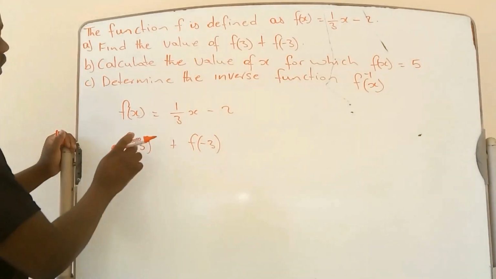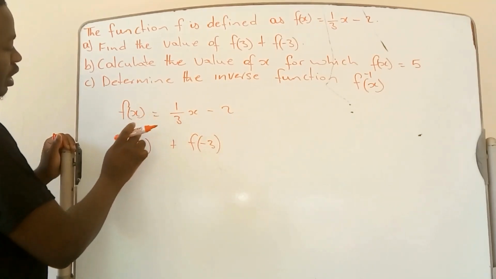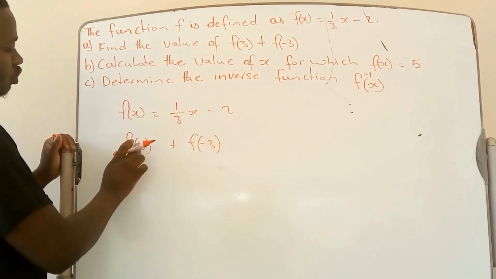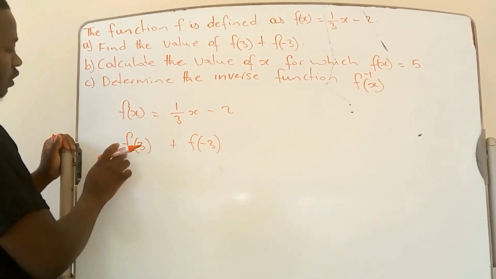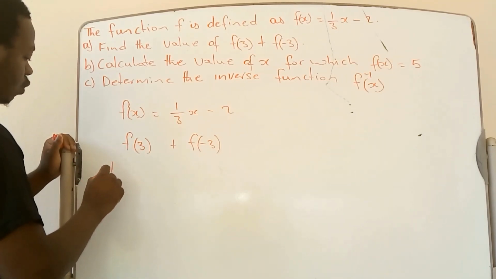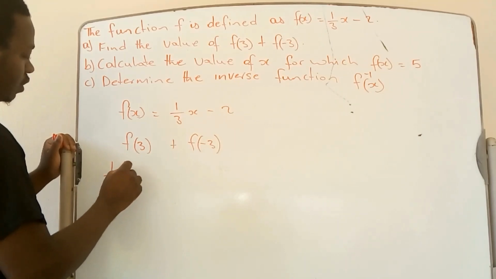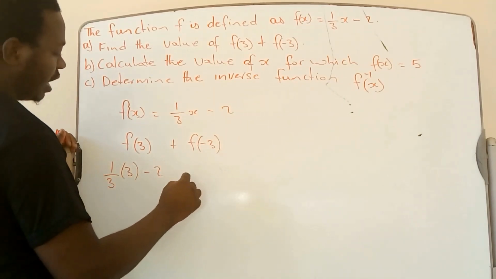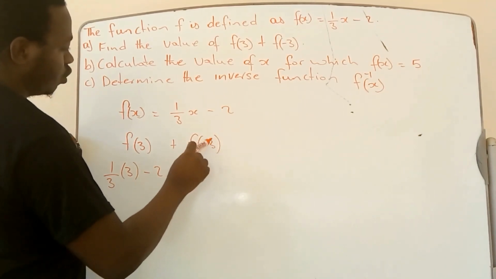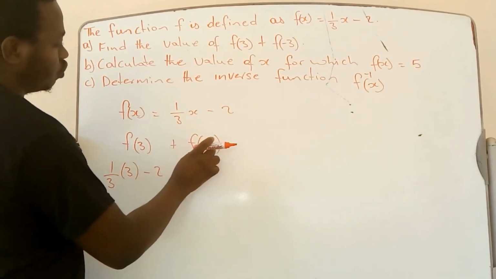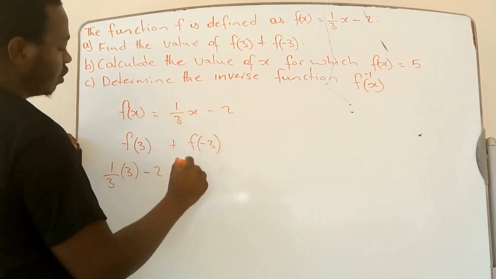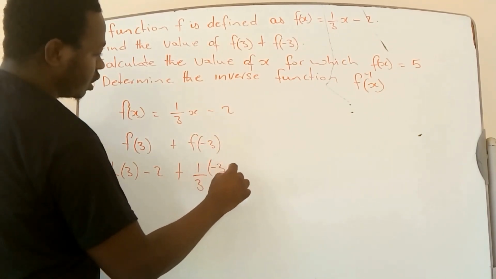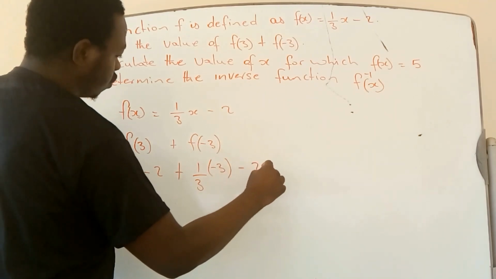Right? We're going to take this function and, where we see x, replace it with 3. So for f of 3, it's going to be 1/3 times 3, close bracket, minus 2. All of that being added to f of minus 3. Let's replace this x with minus 3, so that's going to be 1/3 times minus 3, close bracket, minus 2. Alright?